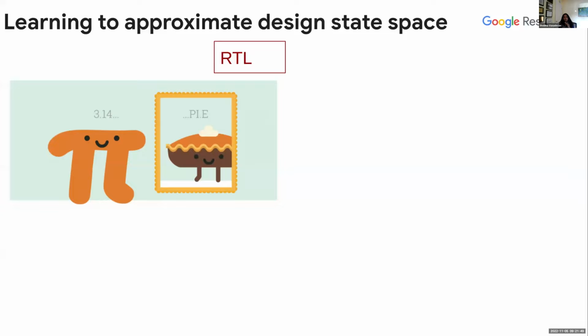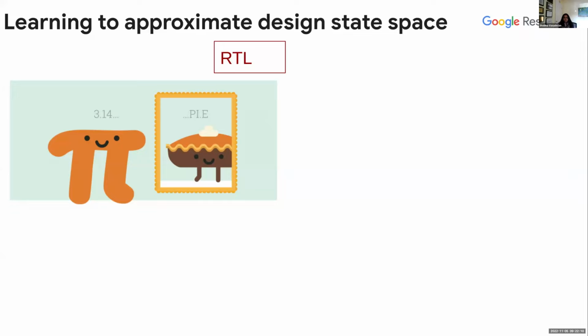Now again, as I mentioned in the previous case, if we only relied on the training data and we did not provide any other information about the design, then what the deep learning engine would learn would be an approximation of that training data. Okay, I want you to keep that in mind as we move to the next couple of slides.